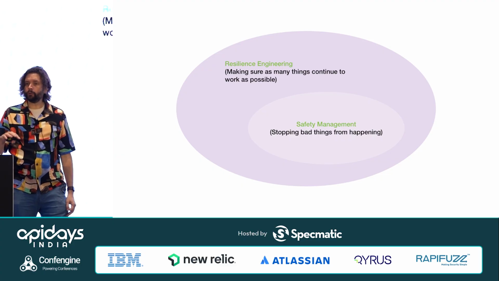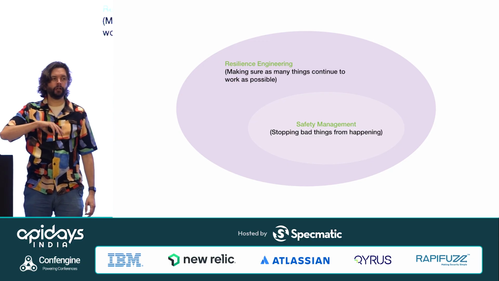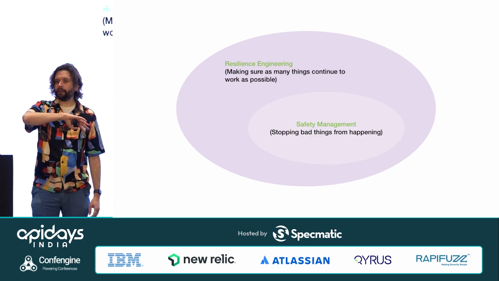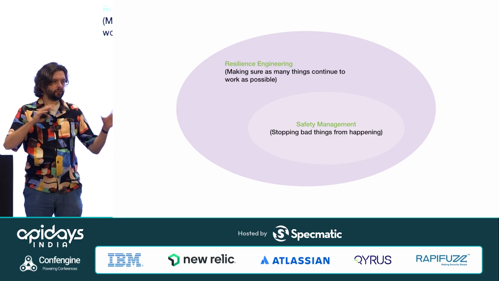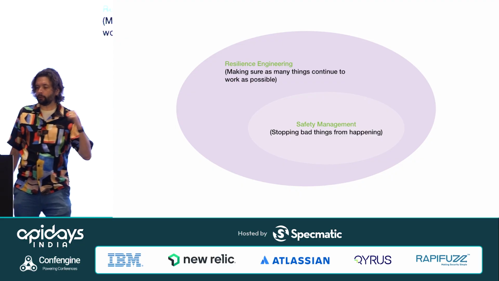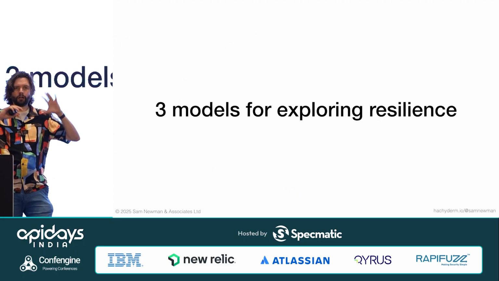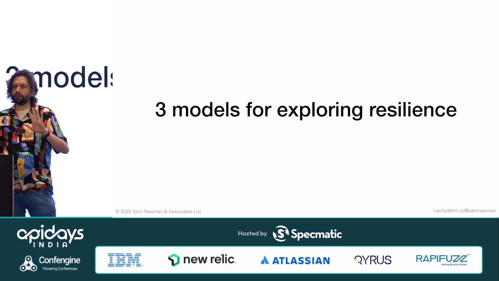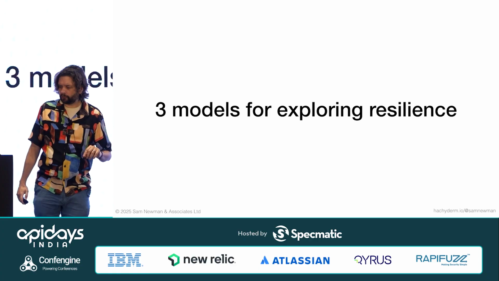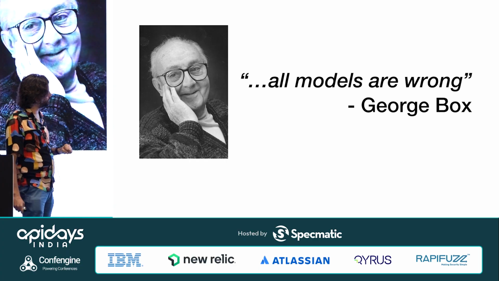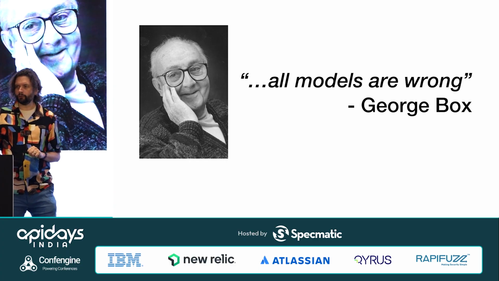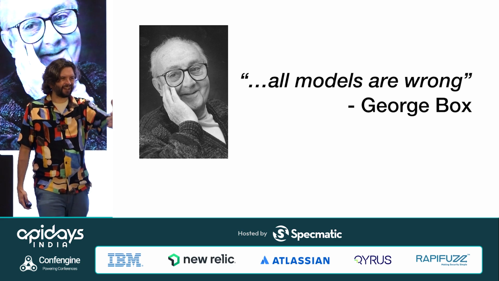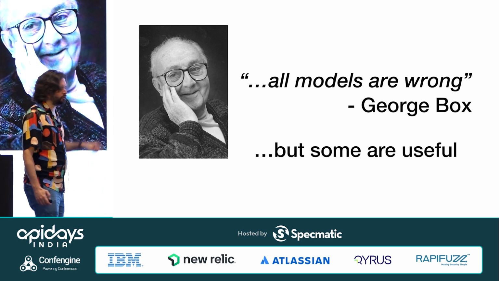So what we're going to do now is take a look at 3 models that help us explore this notion of resilience and resilience engineering in different ways. The 3 models cover a whole gamut of things, but I'm going to preface all of this with a quote from George Box, the statistician, who said that all models are wrong. And we often add on the other bit, but some are useful.